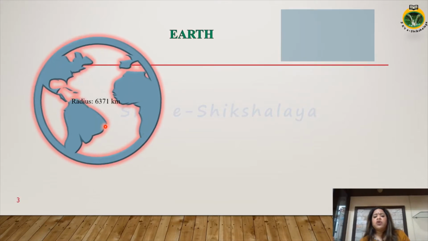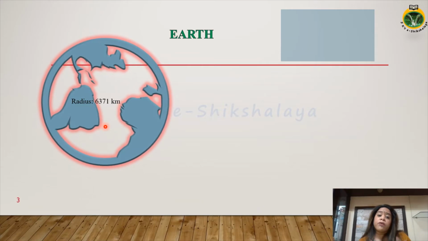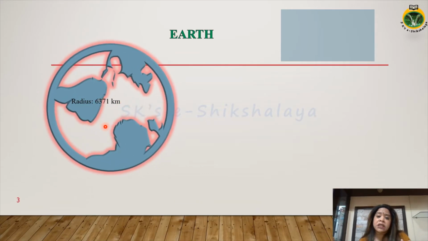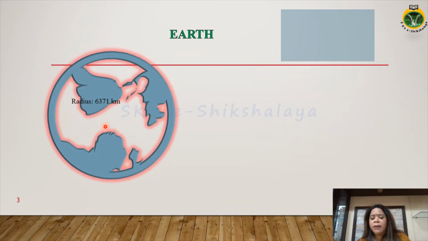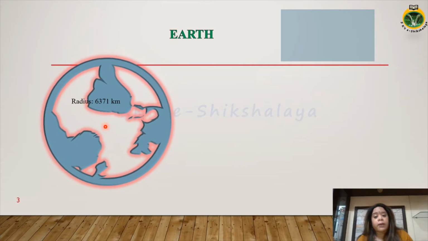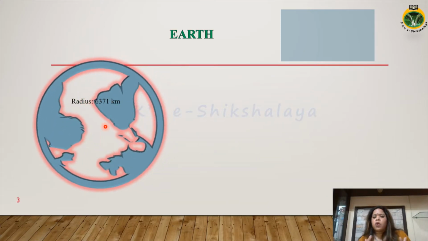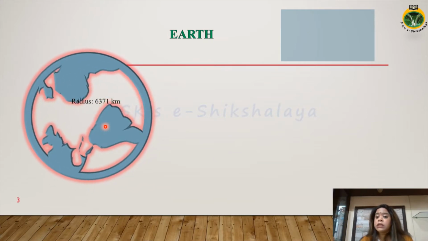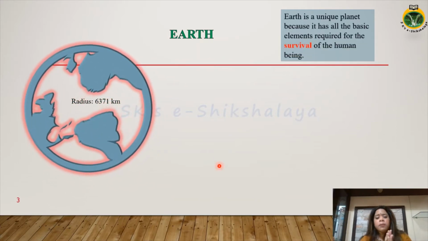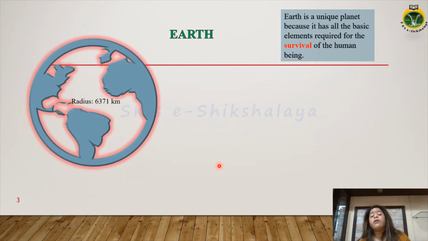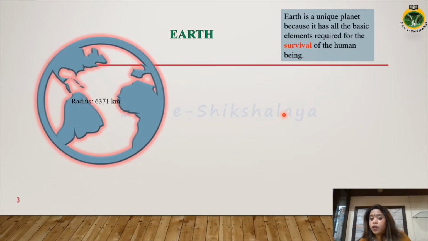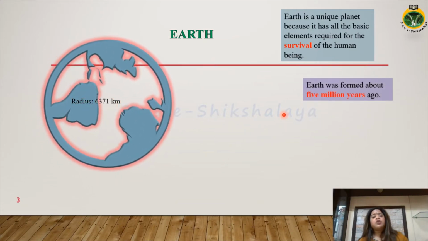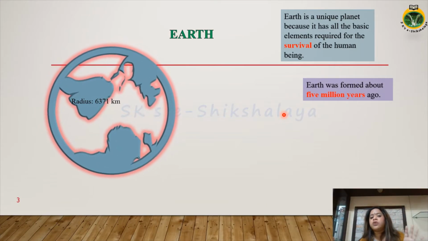So as you all know, Earth is one of the 8 planets and it is the only known planet that supports human life. Earth is also called a unique planet because it has all the basic elements required for the survival of human beings. And Earth was formed about 5 million years ago.